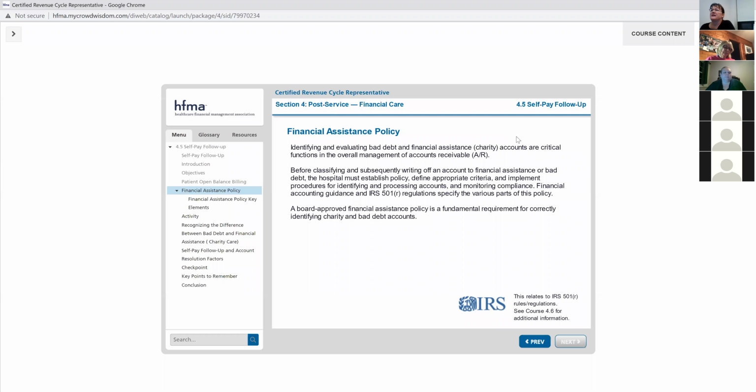And here are some more key elements of a financial assistance policy. I'm not going to go over all of them, but you need to make sure that your policies do address all of these. And it does come up in our activity in the next step.